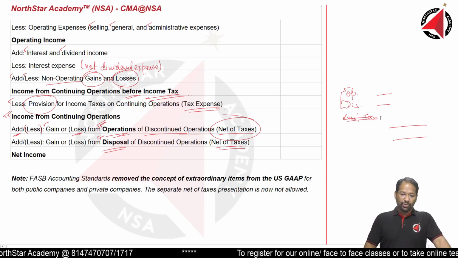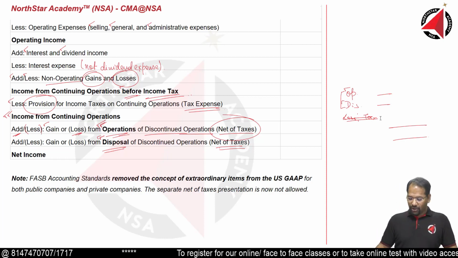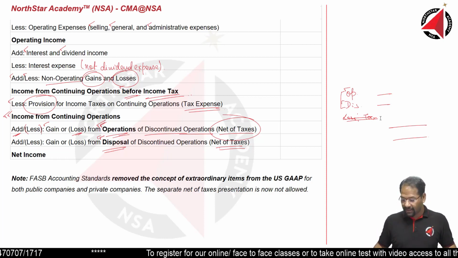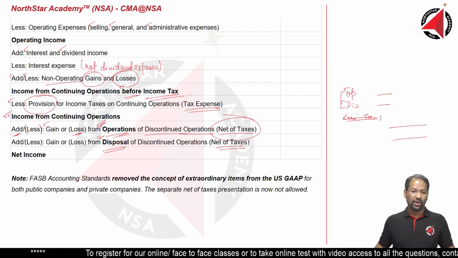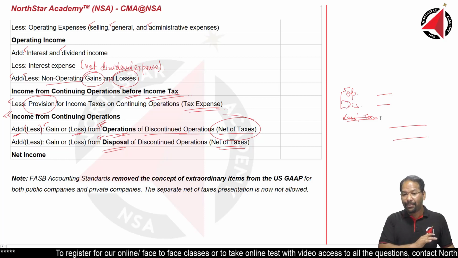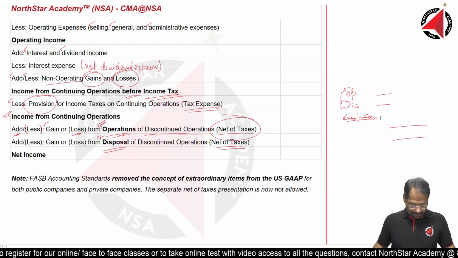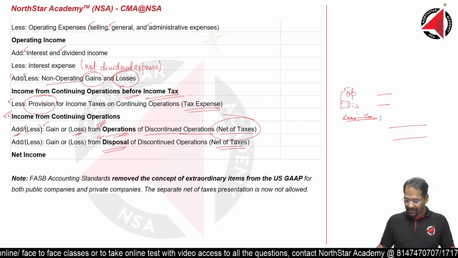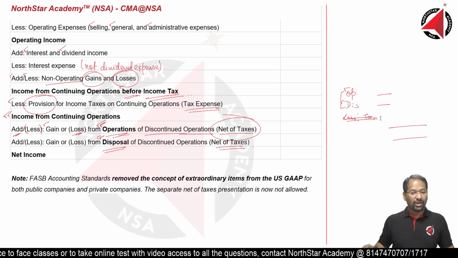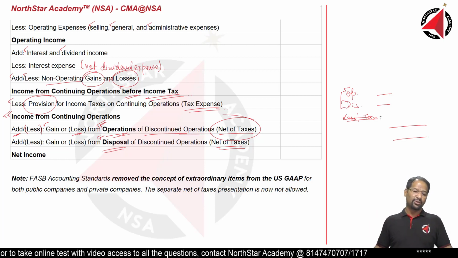Note, important note: FASB accounting standards removed the concept of extraordinary items under the US GAAP. So there used to be some concept called extraordinary item. Now this concept has been completely removed under the US GAAP. For both public companies and private companies, a separate net of tax presentation is now not allowed. So remember, the extraordinary item concept has been completely removed from the US GAAP.